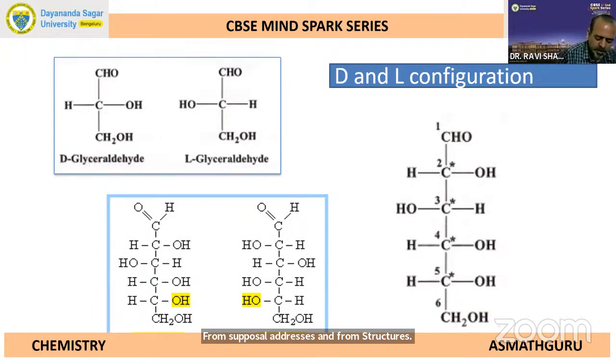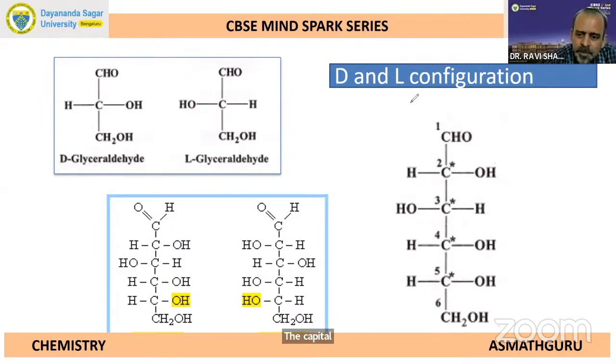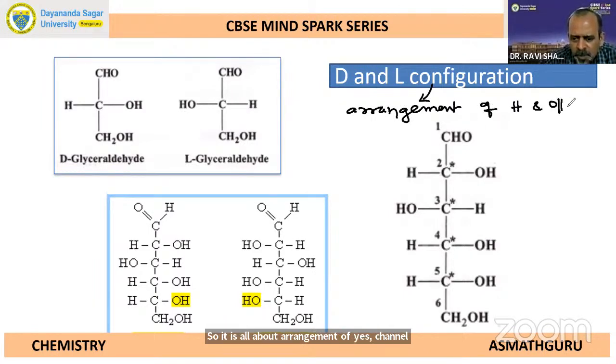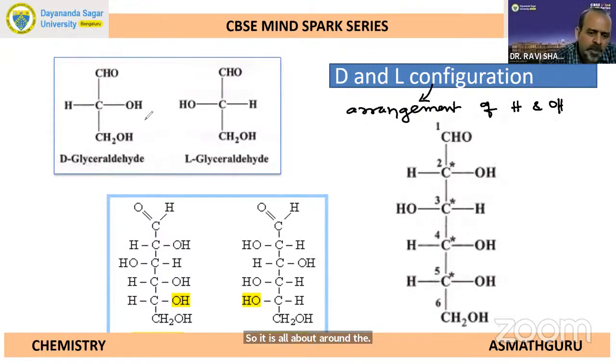What is configuration, sir? This is very important. D and L configuration, we call it as. The capital D and L, remember this one, indicates configuration. What is configuration? Configuration means it is the arrangement of H and OH around the carbon atom. We call it configuration. While giving configuration, we take glyceraldehyde as a reference.